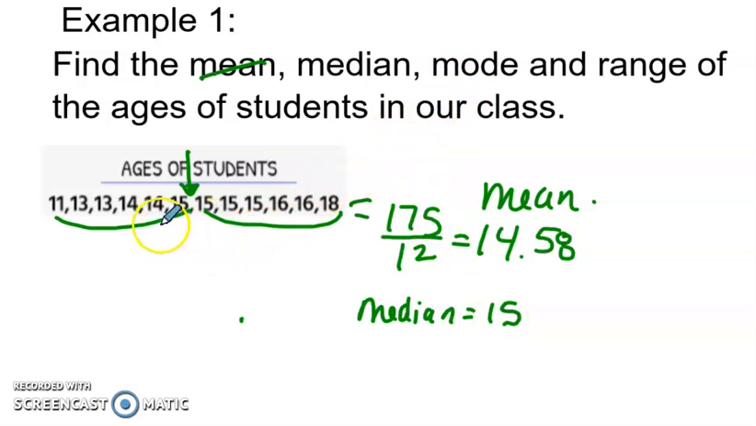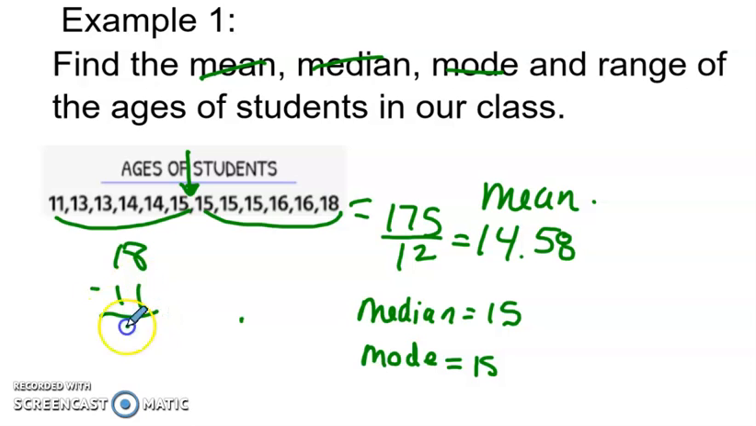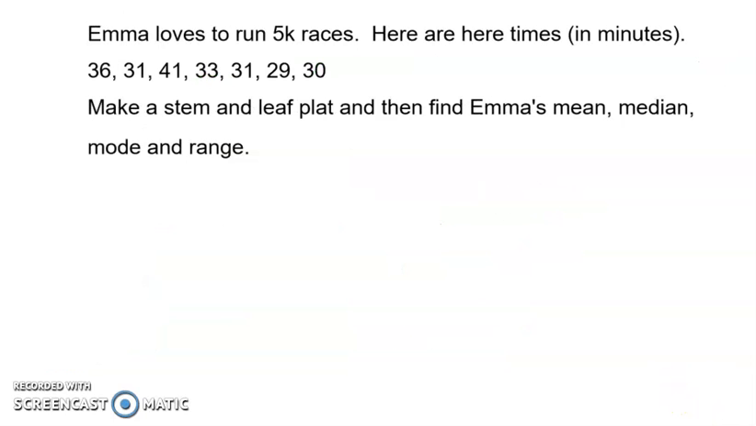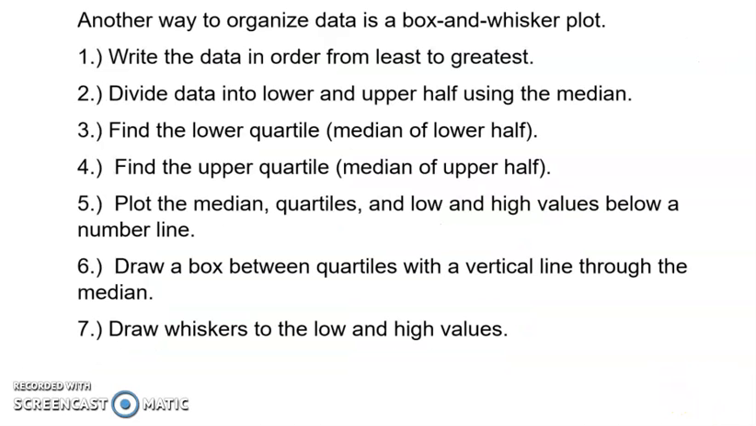What's the most common age of our students? Looks like we have 2 13-year-olds, 2 14-year-olds. Looks like we have 4 15-year-olds. That's going to be our mode. The most common age of the students is 15. And the range, again, is the difference from the oldest student to the youngest student. So it looks like our range is going to be 7. All right. And here's one we're going to do in class.